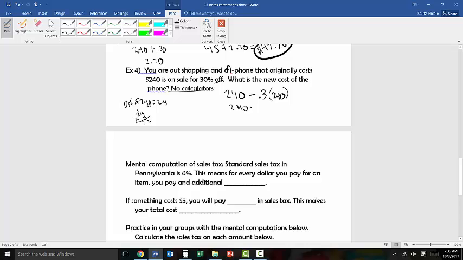So 240 minus 72 is going to give you, let's see, we have 8 and 30 minus 6. So it should be 168. Let's just double check. Yep. So there you go. The new price of the iPhone is going to be $168. So basically, the higher price that you pay for something, the bigger discount you're going to get.